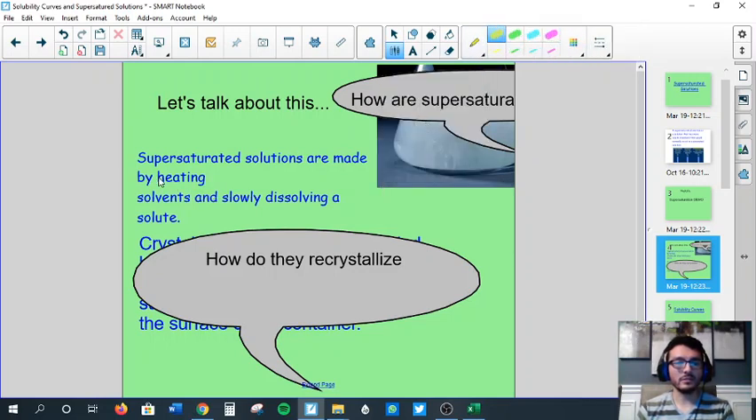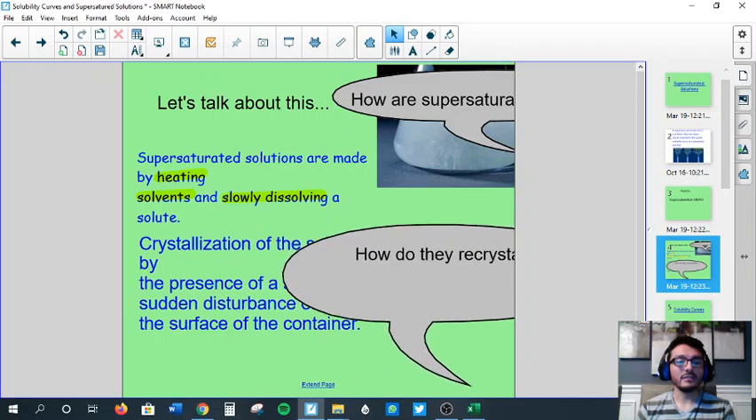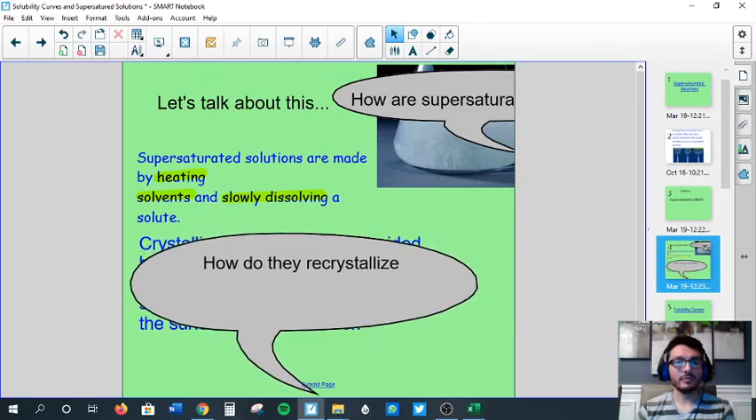Right, so you heat your solvent. You heat your solvent, usually going to be water. And then you slowly dissolve solute until it becomes saturated. Then you let it cool. So you've tricked the solution into holding a certain amount of solute at a certain temperature. Then if you let it slowly cool, it still remains dissolved. But what can really happen at that point, once it's cooled enough, is it can crystallize rather quickly, rather impressively.